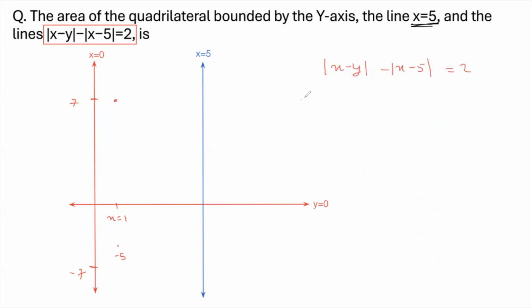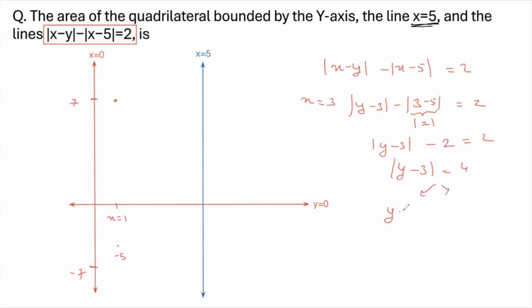And now we'll substitute x = 3. |3 − y| or |y − 3|, same thing, minus |3 − 5|, which is eventually giving you |−2| = 2, will also be equal to 2. So |y − 3| − 2 should be 2 again. That gives me |y − 3| = 4. Again, I have two solutions for this. y − 3 is either +4 or −4, right? So y can be +7 or y can be −1. Plus 7 again here.